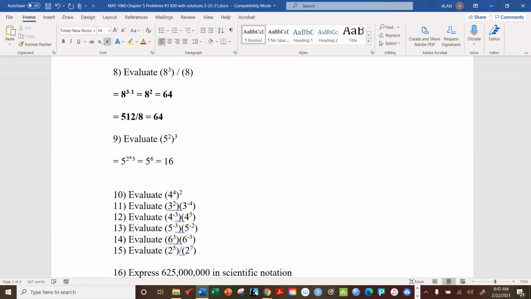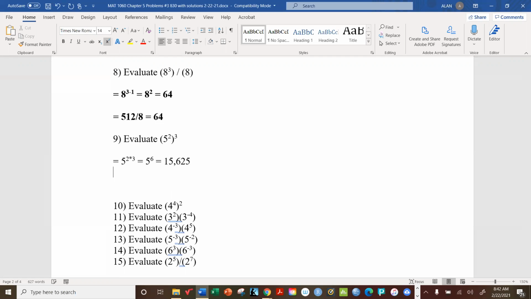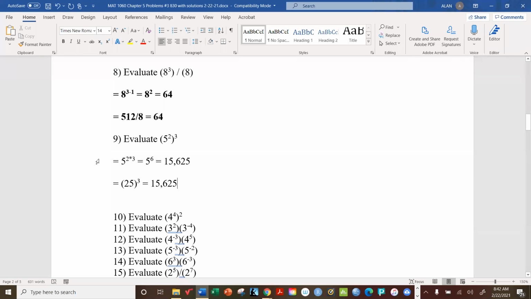Oops, 15,625, right? That was just bad typing. All right. Or the other option is to recognize that 5 squared is just 25, and that gets raised to the 3rd power. And that, of course, gives me back 15,625. All right. Now what do we do?